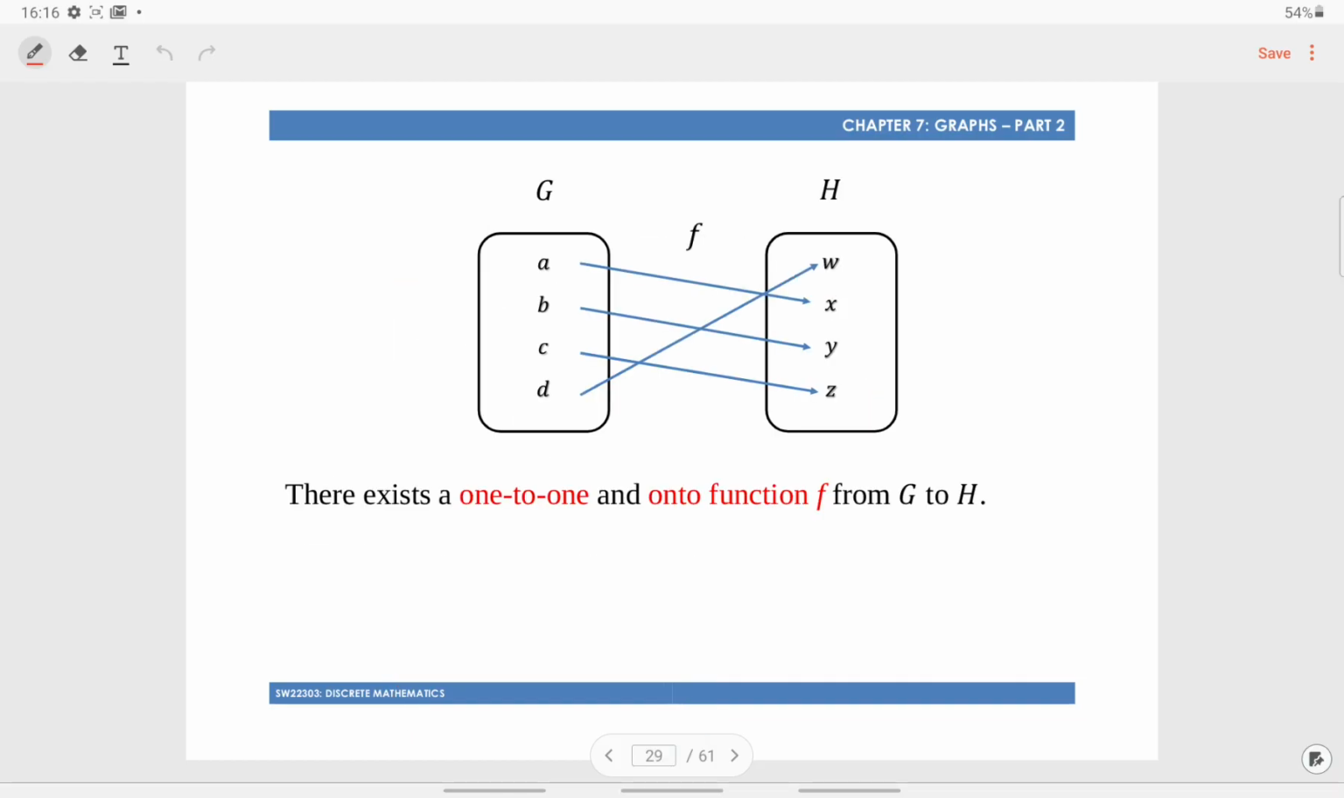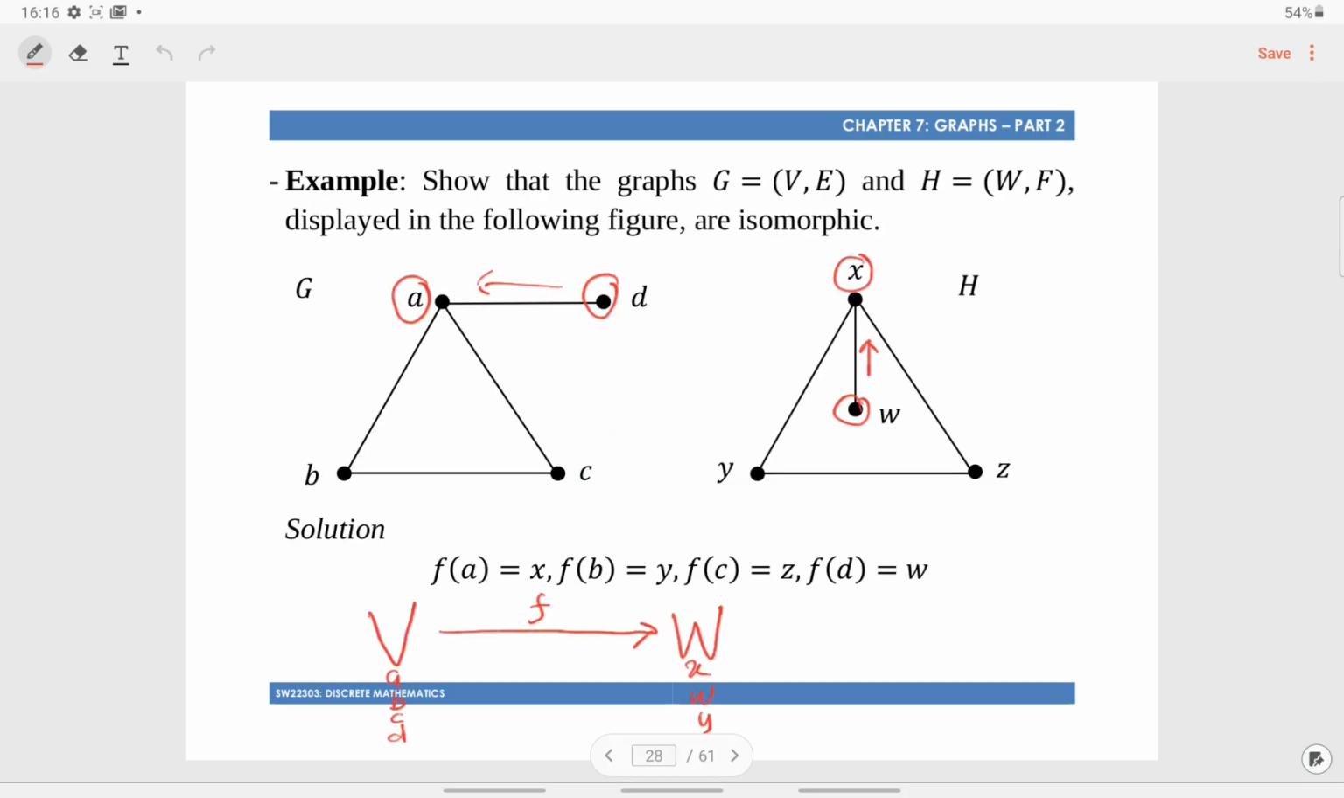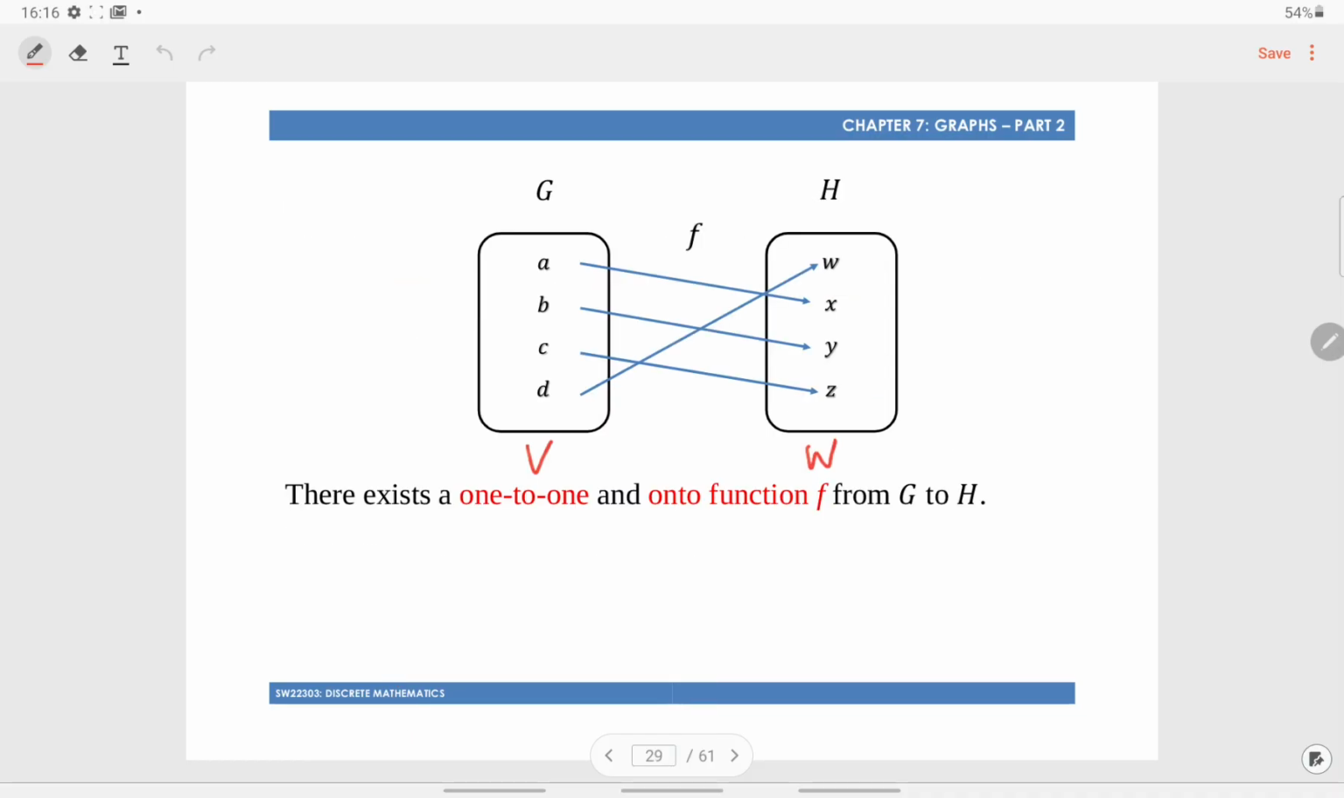Alright, so we divide G and H into two sets, where the first set is V, containing all the vertices of the graph G, and the second set is W, consisting of all the vertices of the graph H. As you can see in this figure, A is just like the vertex X in the graph H. So we map A to X.